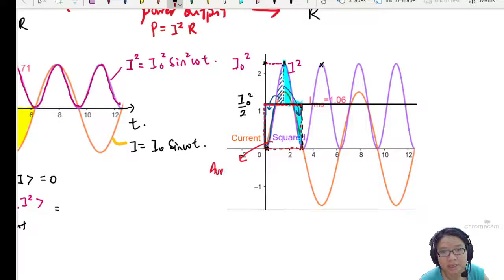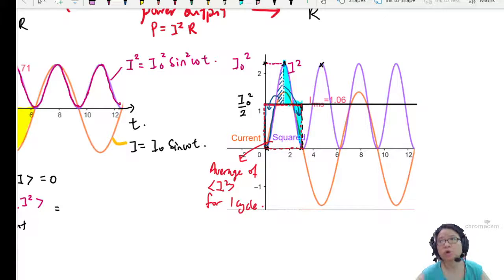This one becomes the average of I square for one cycle. But we know this motion is periodic, the alternating current is periodic. Meaning to say, when I put this area down and I repeat, the same story will perpetuate on and on and on. So this I naught square over 2 is actually the mean square current.